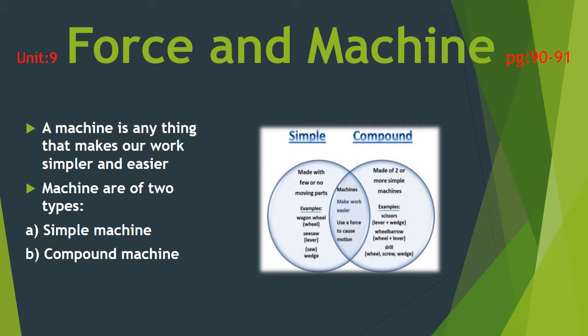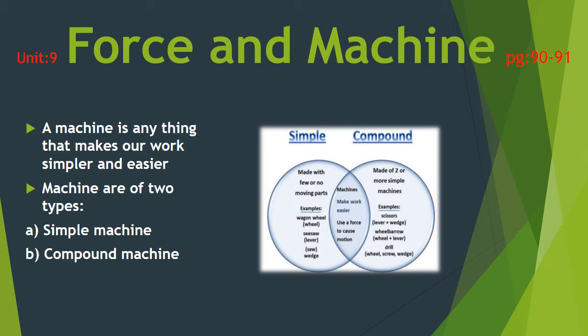A compound machine is made up of two or more simple machines. So basically a compound machine is made by combining two simple machines. It consists of two or more parts. A simple machine only has one part, but a compound machine has two or more moving parts. An example of a compound machine is scissors. Now how is scissors made? Scissors is made by combining two simple machines, lever and wedge. A wheelbarrow is made by combining two simple machines, wheel and lever. You have the example of a drill. A drill is made by combining three simple machines: wheel, screw and wedge.